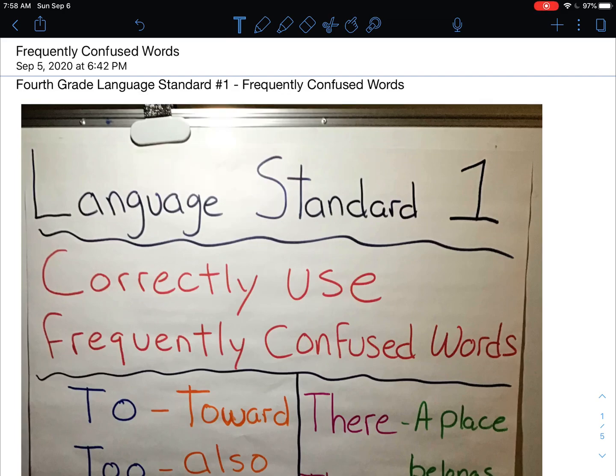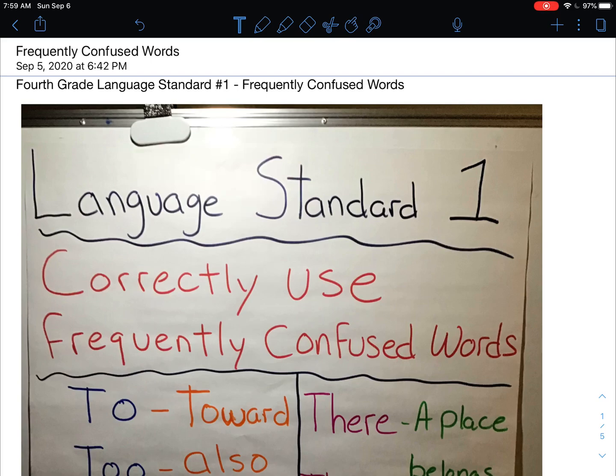Okay, for this writing video, we're going to be talking about the first of our language standards that we're going to be focusing on in writing. So, for writing in fourth grade, there are about 12 total language standards that we focus on when we're doing our writing. But we only pick two of the standards, one from the list of language standard 1 and one from the list of language standard 2.